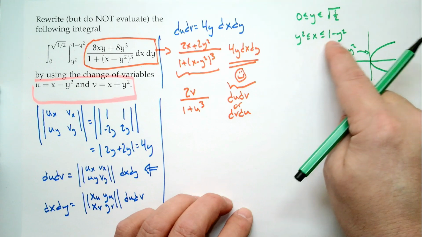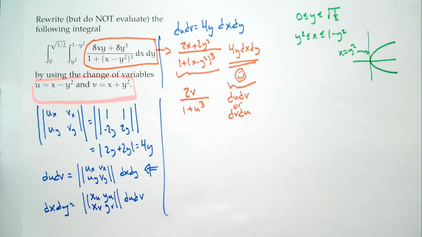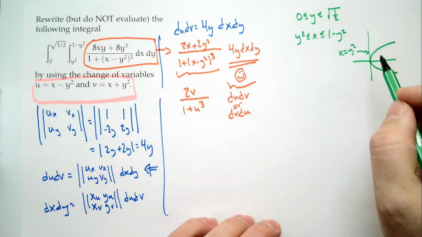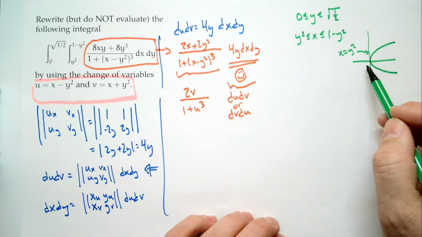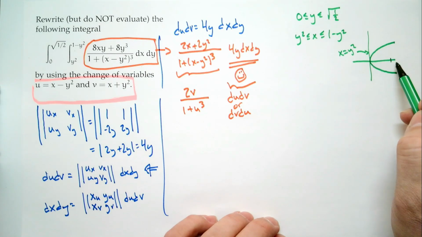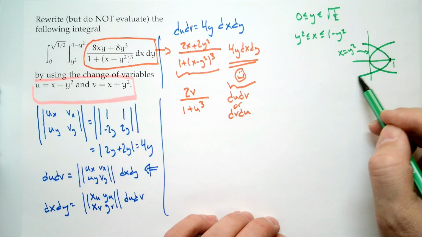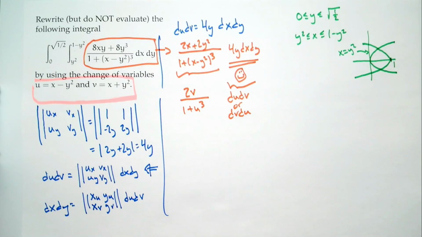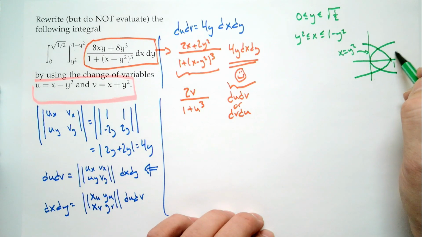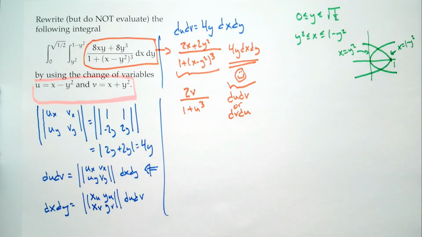Now, what does x equals 1 minus y squared look like? Yeah, so it opens to the left, and then there's been a shift. Now, which way did we shift it? We shifted it to the right, so that the vertex here is at 1. Okay, so that is our other curve, x equals 1 minus y squared.